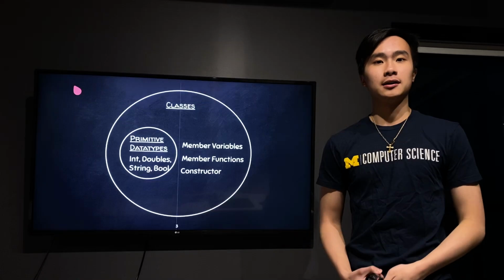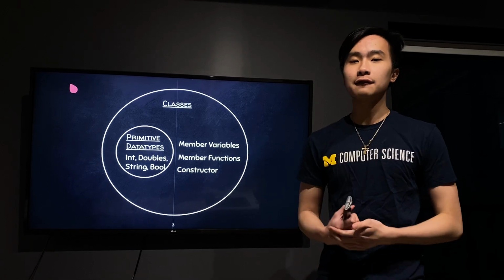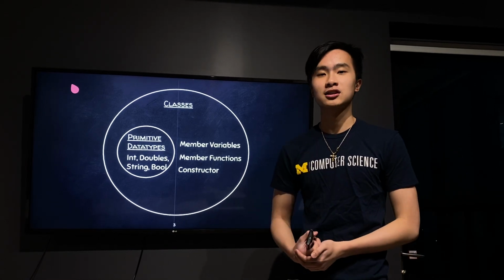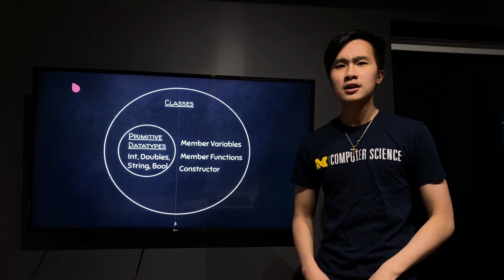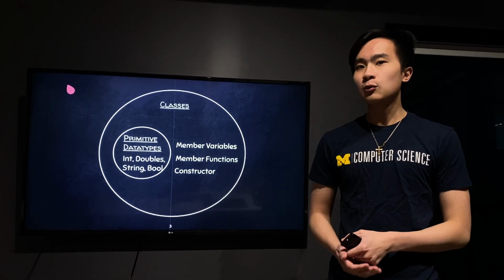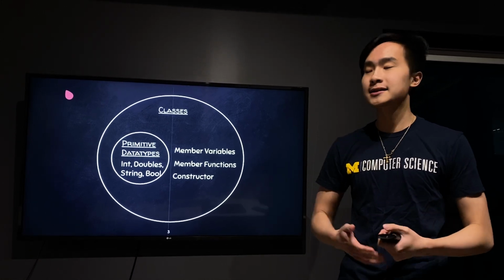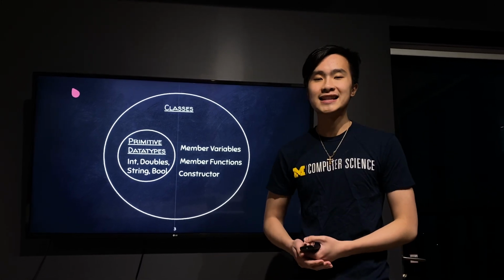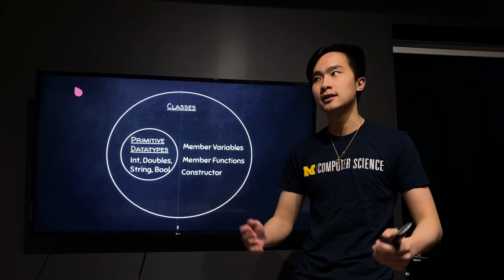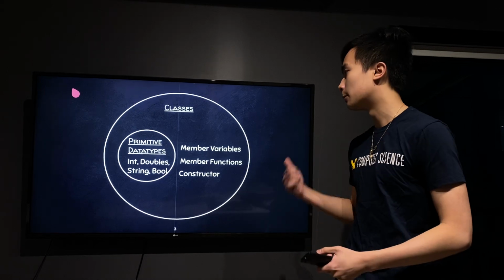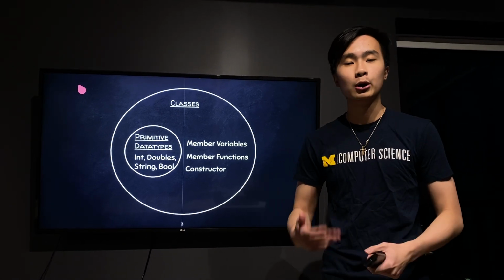So in any introductory programming class that you might have taken, whether here at Michigan or outside, you've definitely learned about primitive data types. That includes integers, strings, bools, and doubles. But let's just say you want to encapsulate all that information into one object. That is exactly where classes come in, as classes enable you to incorporate all of that information into one object. That information could include member variables, member functions, or the constructor, which we will be going over later on.